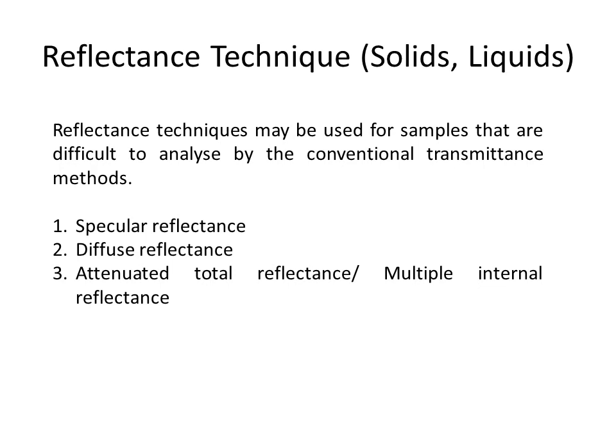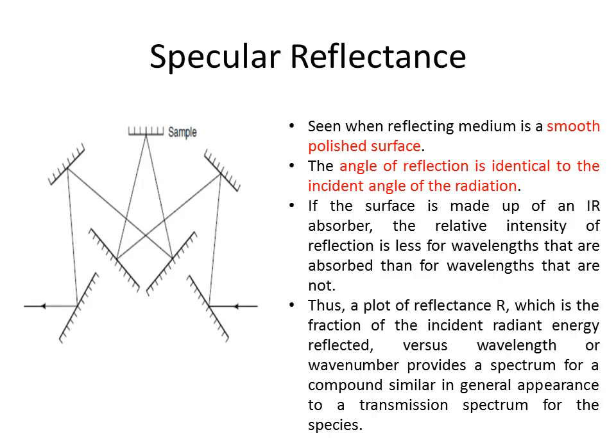Okay, so what is specular reflectance? Whenever you have a smooth, evenly smooth surface, you have the phenomenon of specular reflectance. Here the angle of incidence is equal to the angle of reflection. So you have your incoming radiation, it falls onto the smooth surface and it is reflected. Okay, so you have your sample cell here, and this sample cell is going to reflect the radiation.